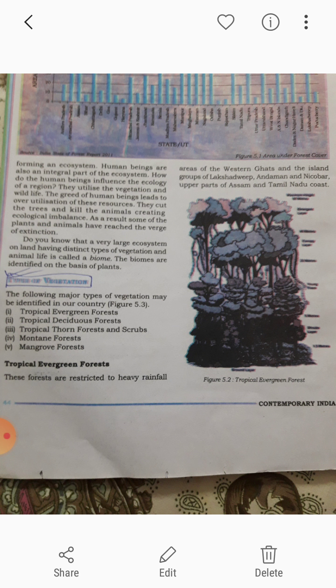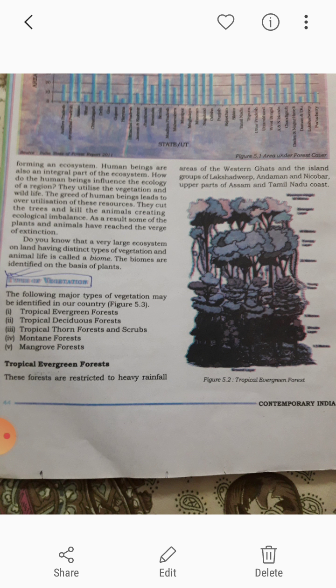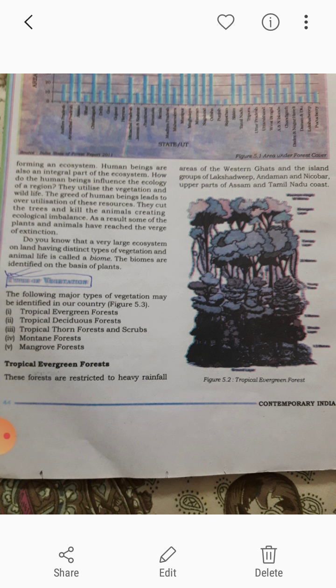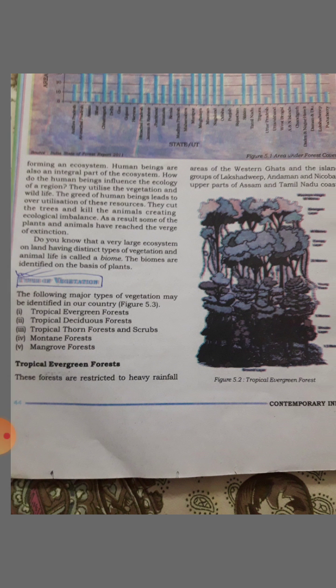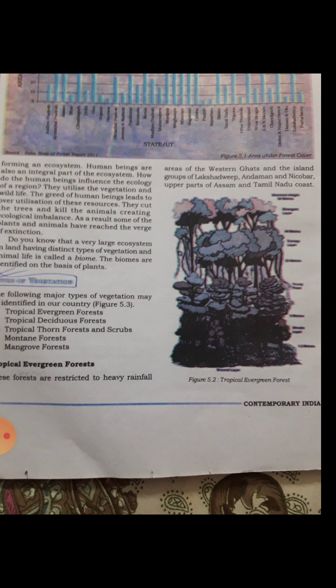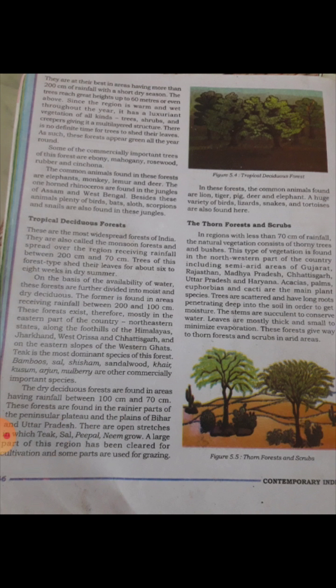Clear? Now, here you can find different types of vegetation. They are in the form of forests: tropical evergreen forest, tropical deciduous forest, tropical thorn forest, mountain forest, and mangrove forest. Clear, children? Now, children, the tropical evergreen forests are restricted to the heavy rainfall areas of the Western Ghats and the island groups of Lakshadweep, Andaman and Nicobar.